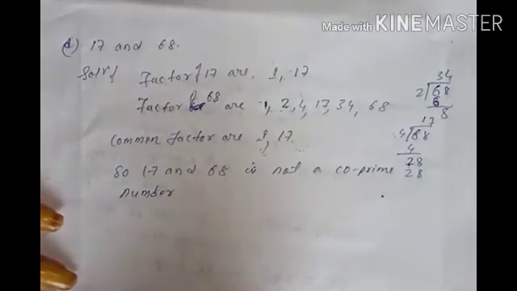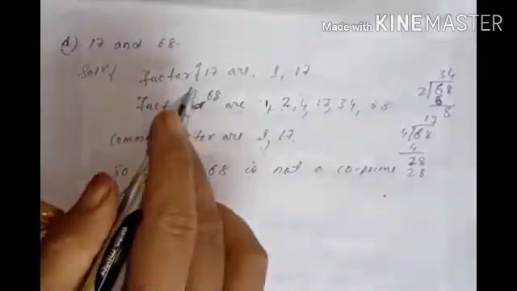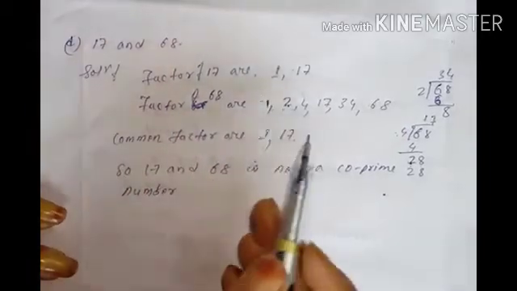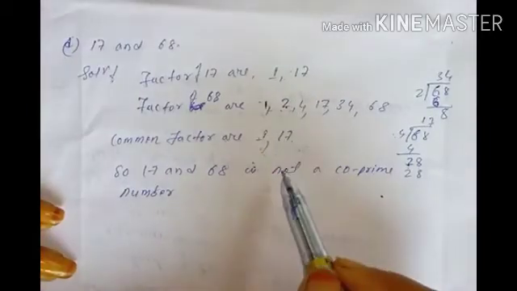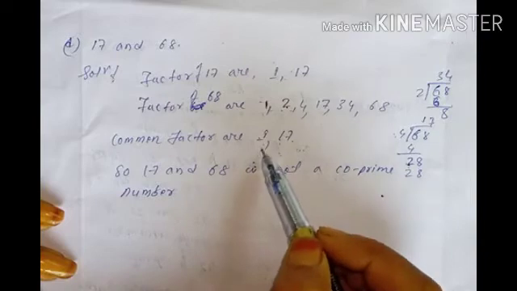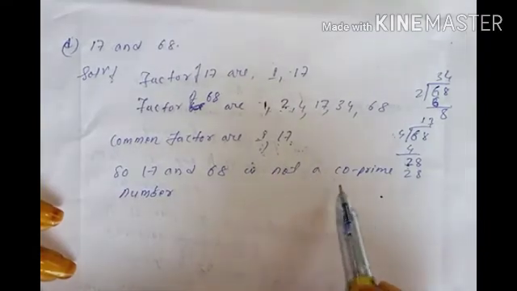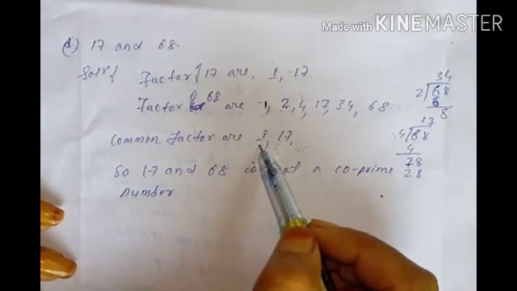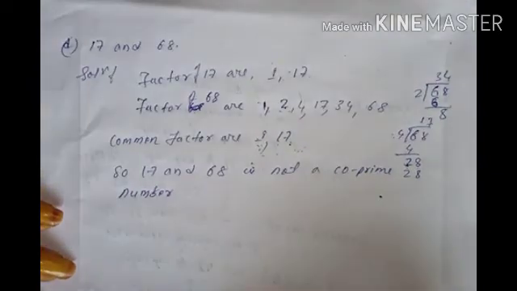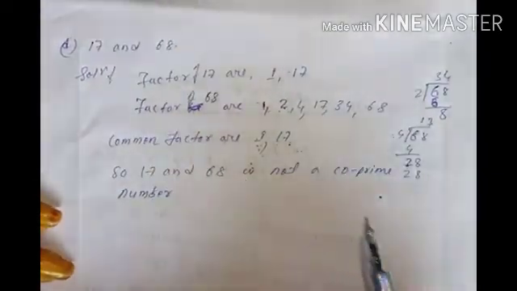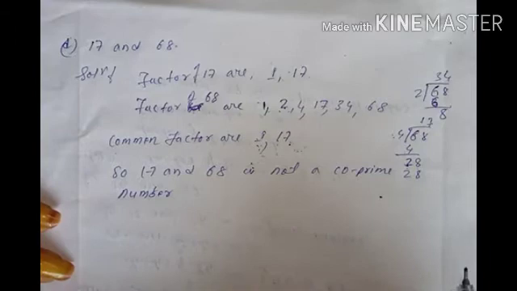To check whether numbers are co-prime or not, what will you do? You will find the factors. Here you got the factors, and how many common factors are here? 1 and 17. If there are 2 common factors, then the numbers are not co-prime. If only 1 is their common factor, then the numbers are co-prime. So here 17 and 68 are not co-prime numbers. In the same way, you will solve the remaining questions. E, F and C are your homework.